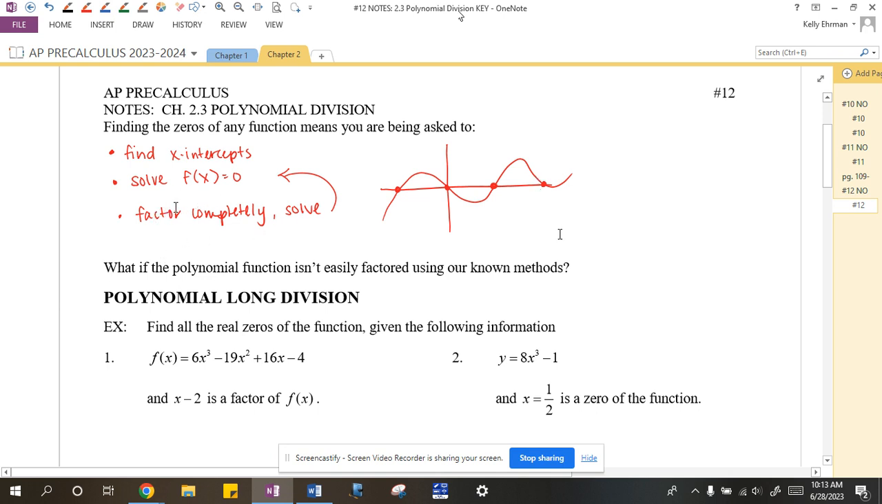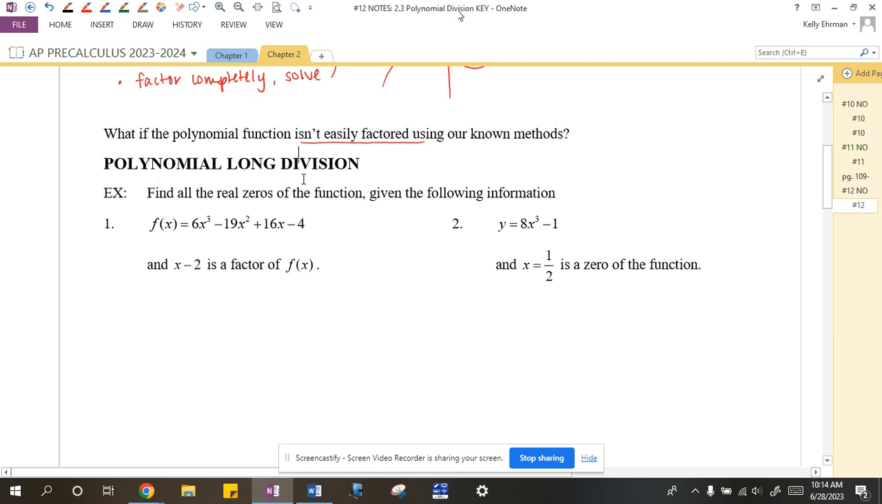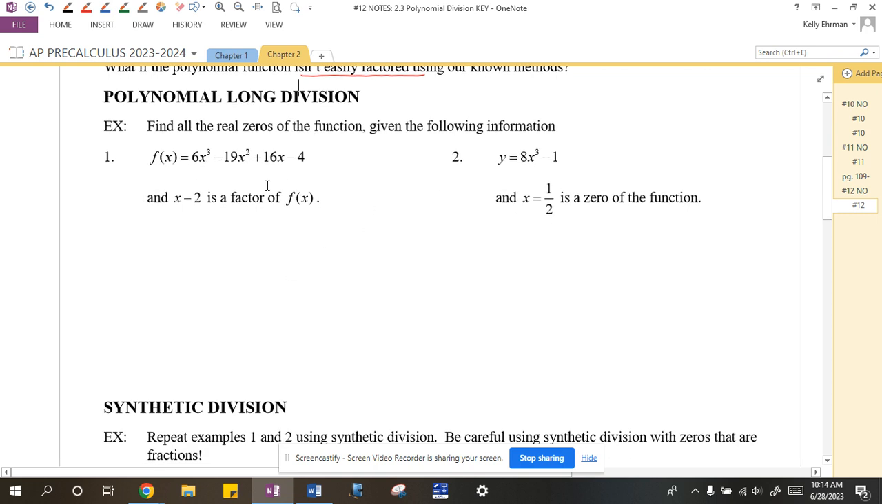But what if the polynomial isn't easily factored? So we can't factor by grouping. It's not a trinomial. It's not a difference of squares or cubes. So this is where polynomial long division comes in and kind of saves the day. So rather than writing out the steps for long division, because I think it's kind of hard to write it out in words and have that be helpful in any sort of way, I just want to take you through some examples. Find all the real zeros of the function given the following information.